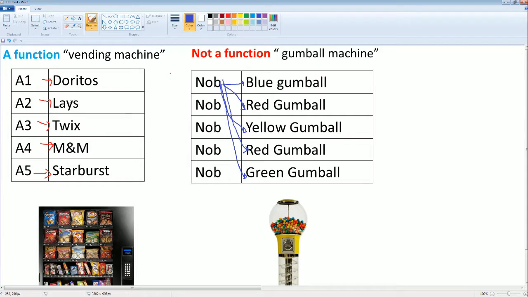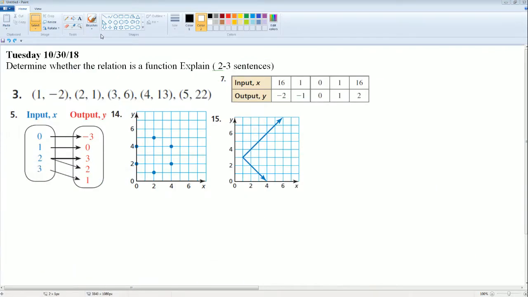A function machine, every input has exactly one output. Gumball machine, not a function. The output here can change. So applying the question of whether it is a vending machine or a gumball machine is a good way to see if it's a function or not a function. Alright, let's look at the homework solution.